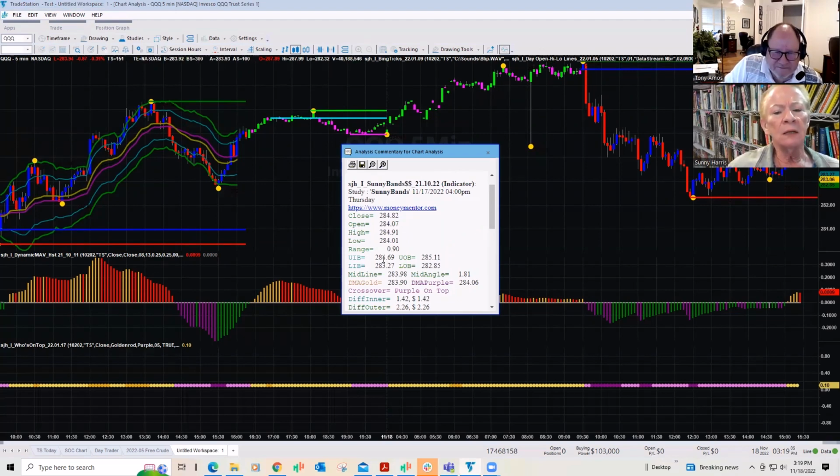And then it says midline and mid angle. So right there on what you've selected, the mid angle is 1.81 degrees. I consider anything less than 5 to be flat. So that one's real flat. And it also stops plotting the Sunny Bands wherever you clicked.